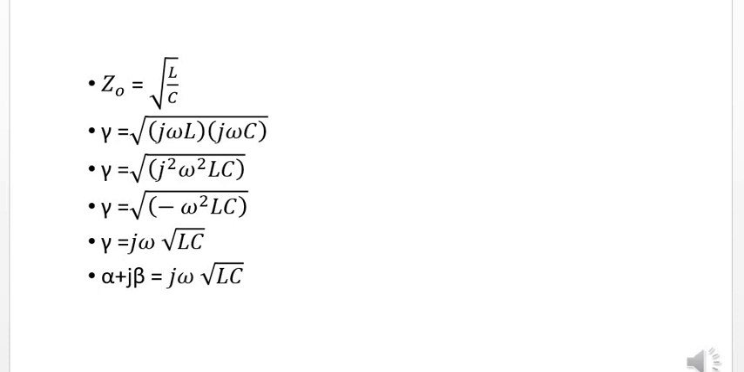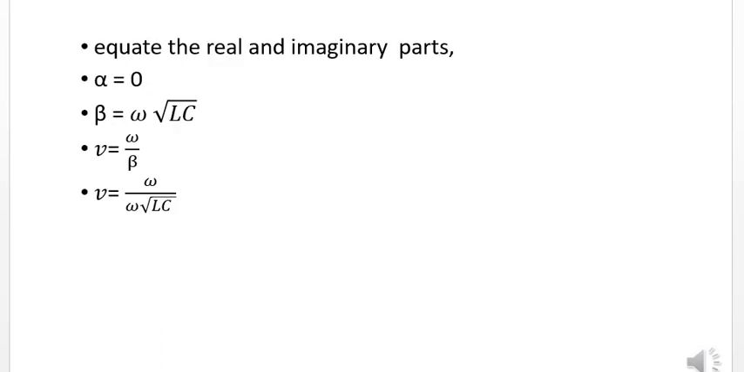Similarly, the propagation constant gamma is equal to square root of j omega L into j omega C. So j square is given by minus one, giving minus omega square LC. So this can be written as j omega into root of LC. Here in a dissipationless line, it only has the imaginary part; the real part, the attenuation, is 0. So equate the real and imaginary parts of the above equation. So attenuation alpha is equal to 0 and beta is equal to omega root LC.